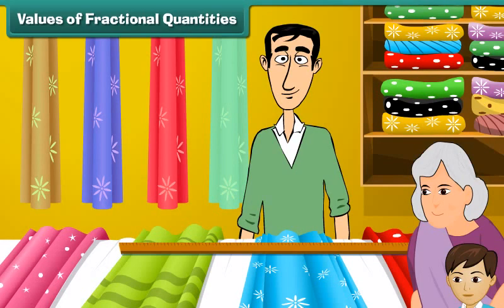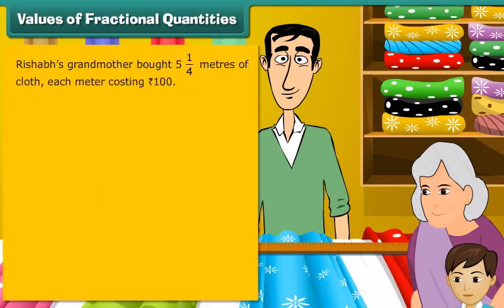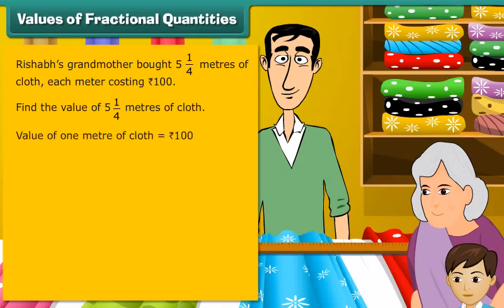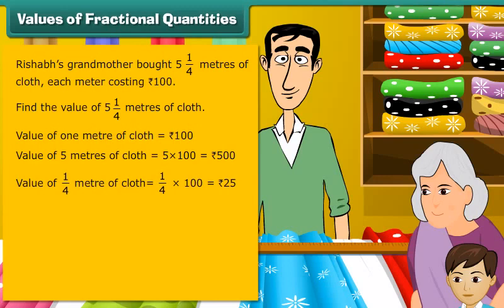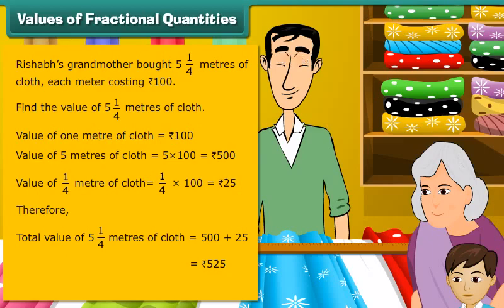Now look at another example. Rishabh's grandmother bought 5 1/4 meters of cloth, each meter costing rupees 100. Find the value of 5 and 1/4 meters of cloth. Value of 1 meter of cloth is equal to rupees 100. Value of 5 meters of cloth is equal to 5 multiplied by 100, which is equal to rupees 500. Value of 1/4 meter of cloth is equal to 1/4 multiplied by 100, which is equal to rupees 25. Therefore, total value of 5 and 1/4 meters of cloth is 500 plus 25, which is equal to rupees 525.